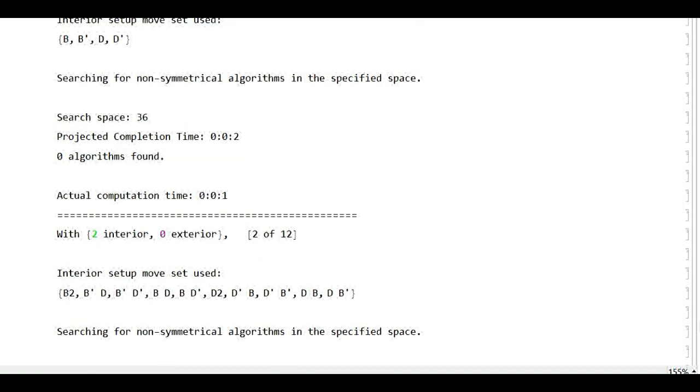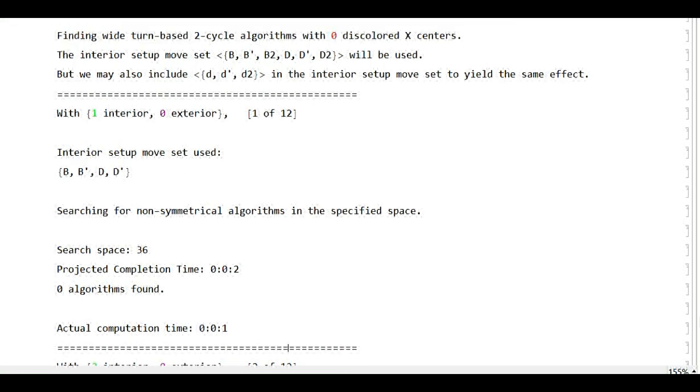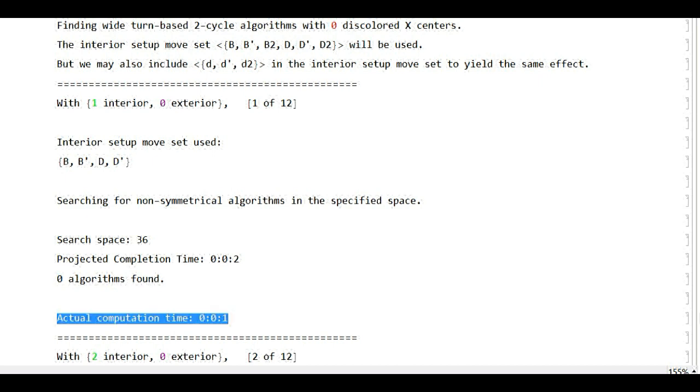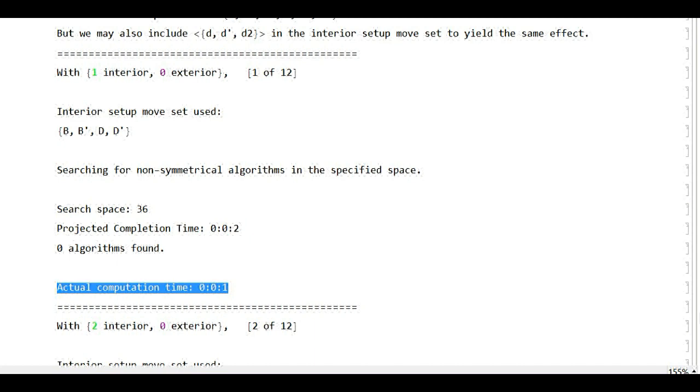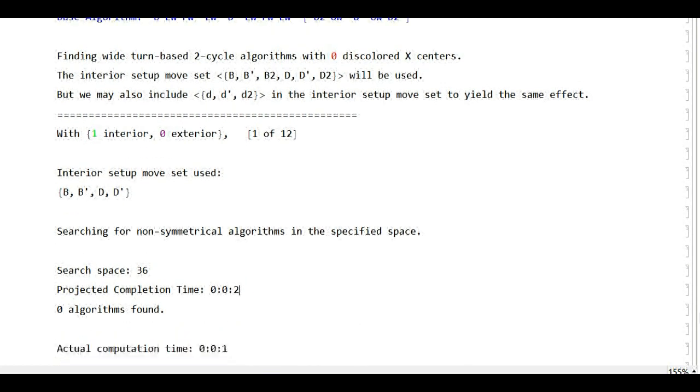Searching for 1 interior set of moves, 0 exterior. So it's searching for non-symmetrical, and I have it say that here. So it's searching for non-symmetrical in the specified space. Search space 36, and if you look at the code later you can see how I calculate the search space, but it's basically doing those multiplications that I told you. Complete. Rotating 0 algorithms and found mirroring algs to be in the last layer. Computation time versus what I have projected, just to save you time if you want to run this yourself and get an idea of how long it is.